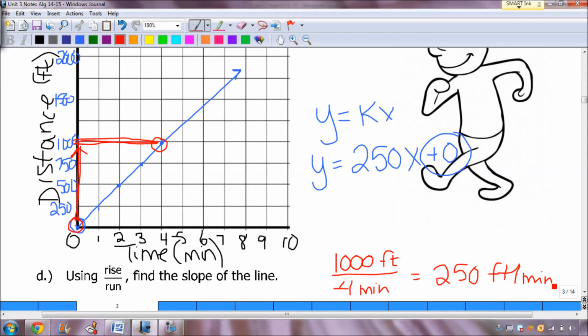And then the nice thing about this is no matter what I use, I'll always get the same constant of proportionality because it is the constant of proportionality. It's constant, it doesn't change. I could have started here and I can end at a different spot or the same spot, it really doesn't matter. And then my rise right here is 500, right, feet. My run is 2 minutes. So my answer here is still going to give me 250 feet per minute.